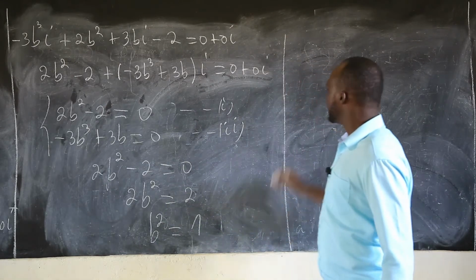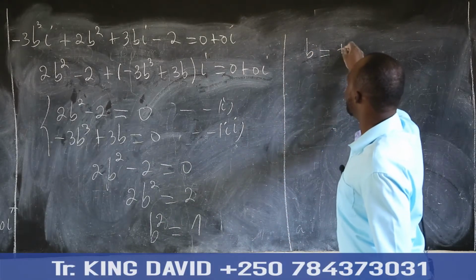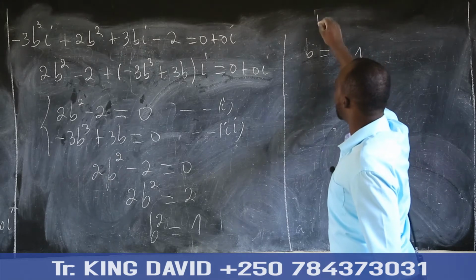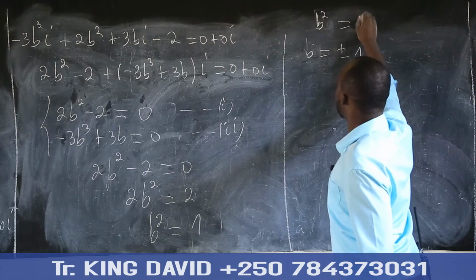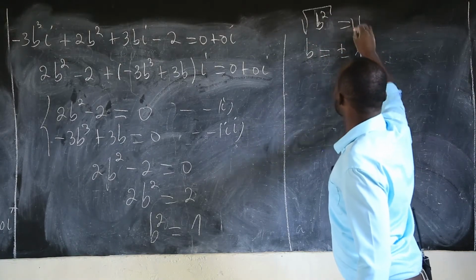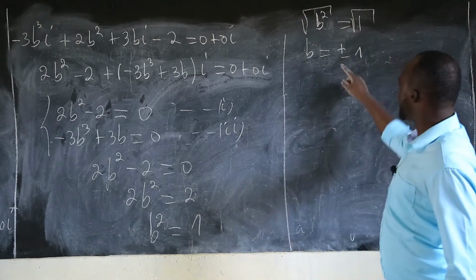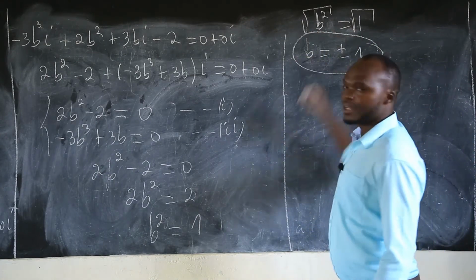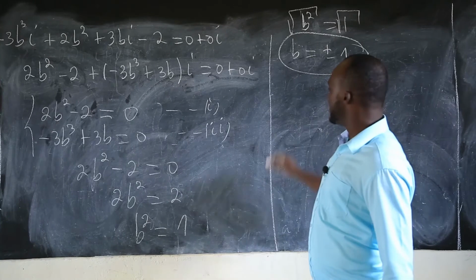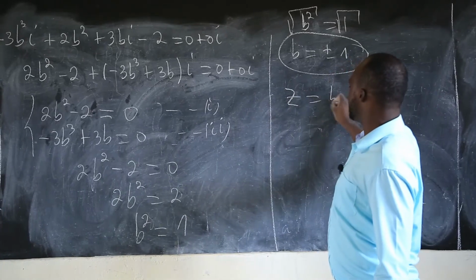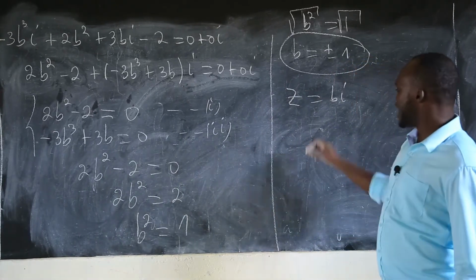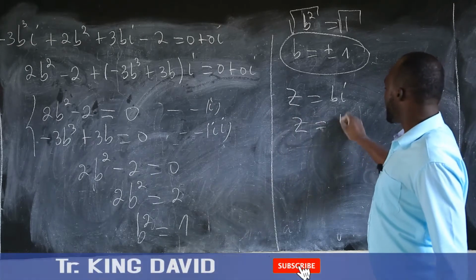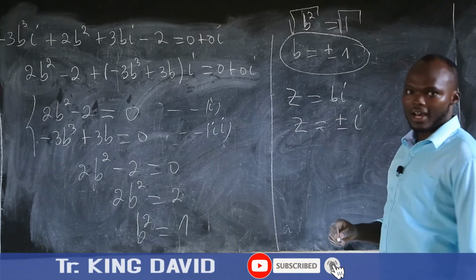So which means that b is plus or minus 1, because b squared equals 1, we find the square root of both sides. The square root of 1 is plus or minus 1. So our b is plus or minus 1. And remember our z, we said that z is bi. So which means that our z is plus or minus i.